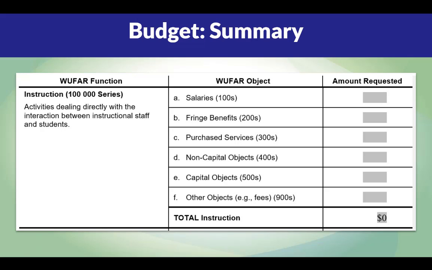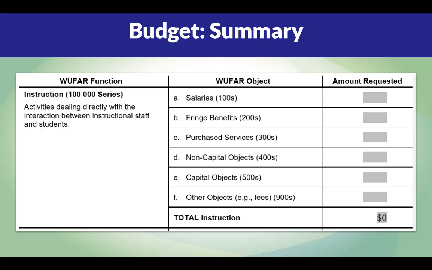WUFAR functions, or general expenditure categories, are further broken down into WUFAR objects, the second column on the form. The WUFAR object is the type of cost, meaning what you are buying and whom you are buying it from, whereas the function is the area or purpose it's for. The next column to be completed, the third column on the budget summary, is the amount requested column.